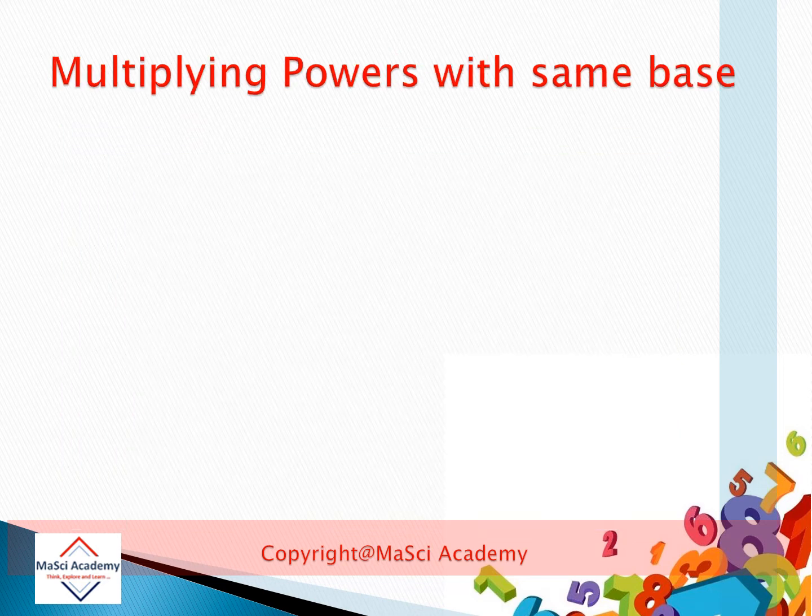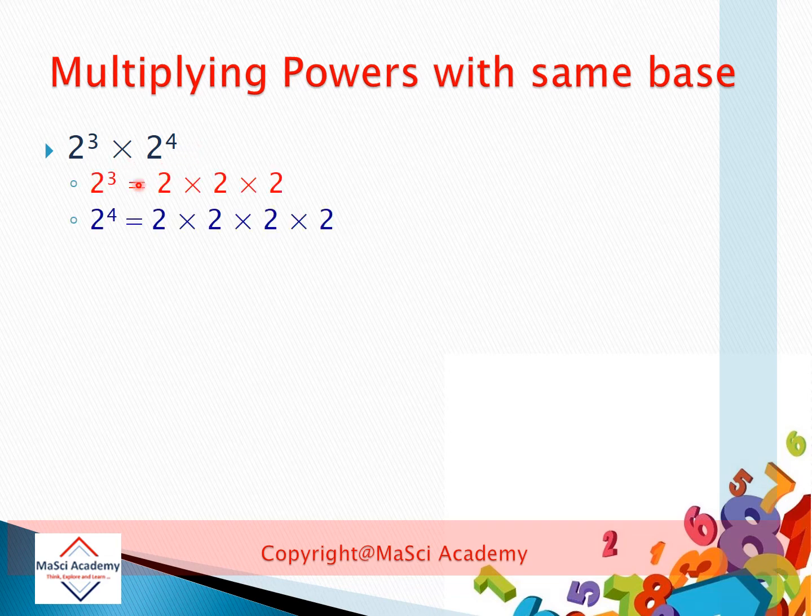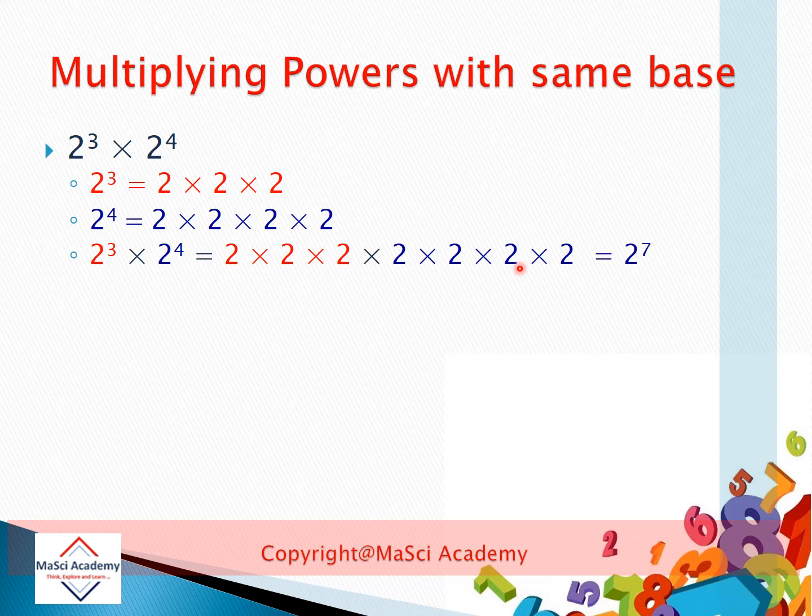Now let's see how we multiply two numbers with the same base and different powers. For example, 2 cube multiplied by 2 to the power 4. 2 cube is equal to 2 multiplied by itself 3 times and 2 to the power 4 is equal to 2 multiplied by itself 4 times. This means 2 cube into 2 to the power 4 becomes 2 multiplied by itself 7 times, which means 2 to the power 7. So what do we see? 2 to the power 3 multiplied by 2 to the power 4 becomes 2 to the power 3 plus 4.